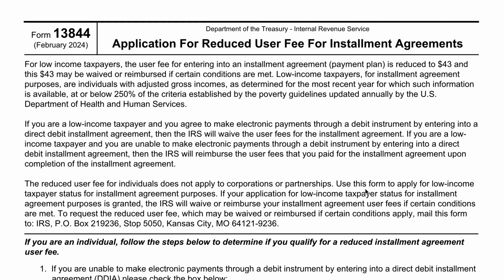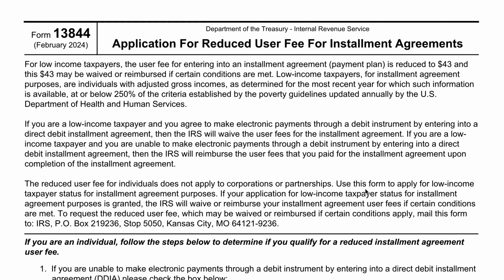Now, we'll put links in the show notes to other tax forms that you may be using, such as the installment agreement request, which is IRS Form 9465. But our focus for today's article is simply how you may qualify as a low-income taxpayer, how to understand this form to make that determination, and then how to complete and file this form so that the IRS can either reduce or waive your user fee based on the conditions of your installment agreement.